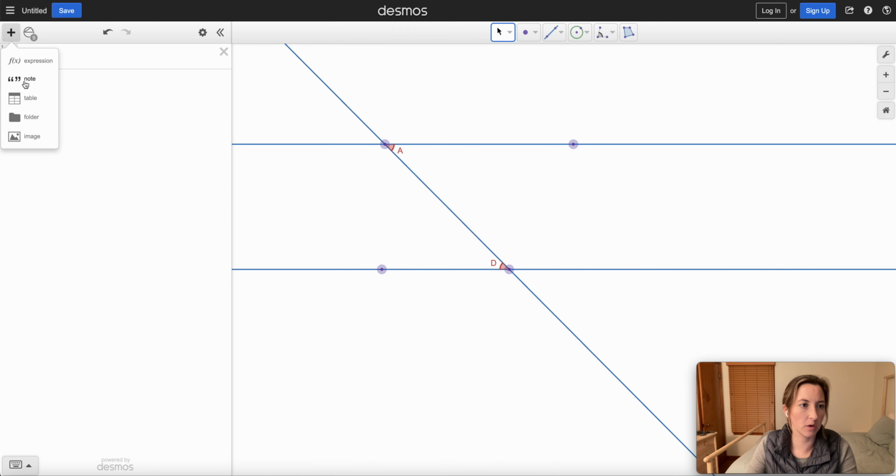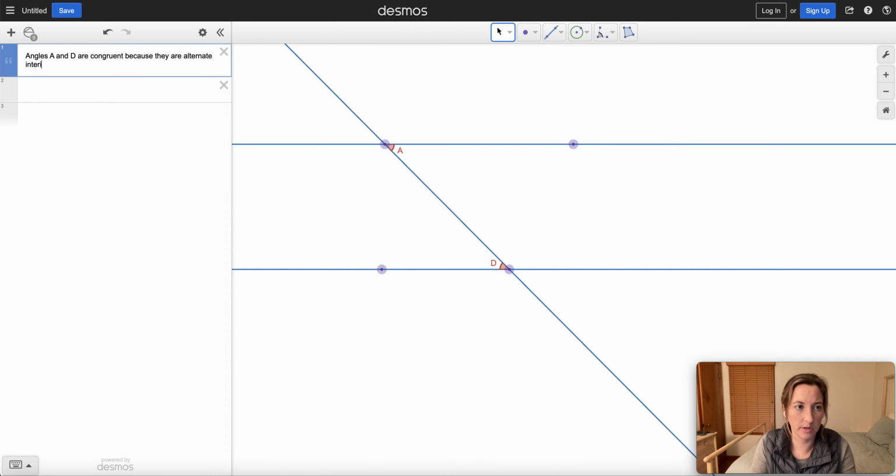Okay, so far I have shown that angles A and D are congruent because they are alternate interior angles. All right, so now our triangle is going to come into play. So I'm going to sketch our triangle on here between our parallel lines.